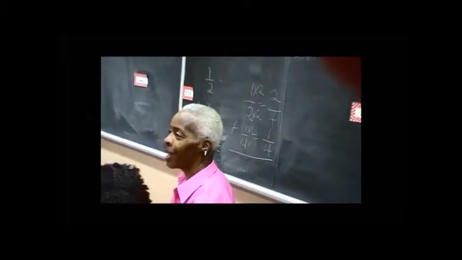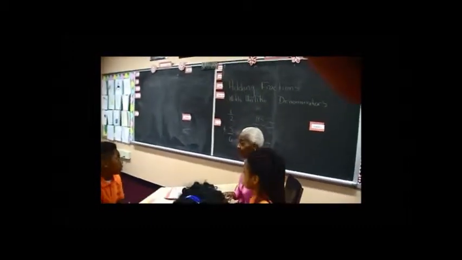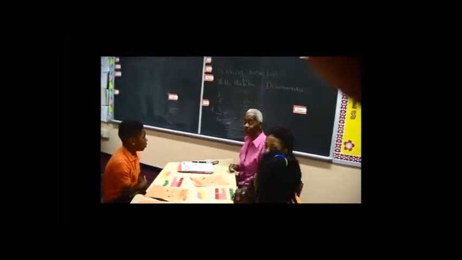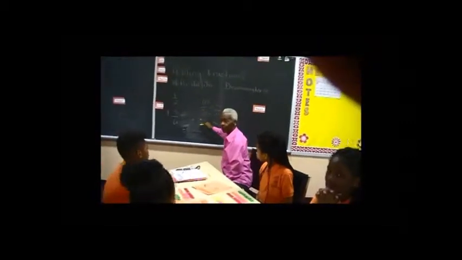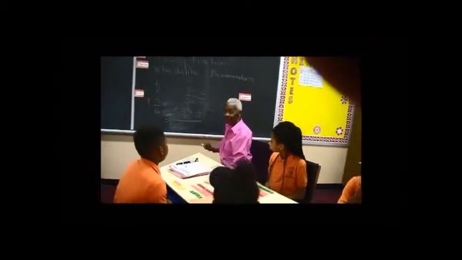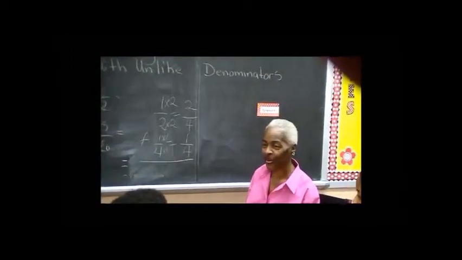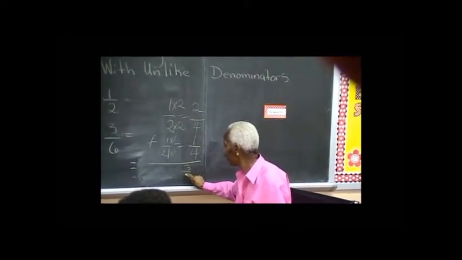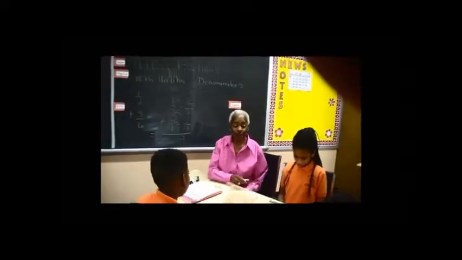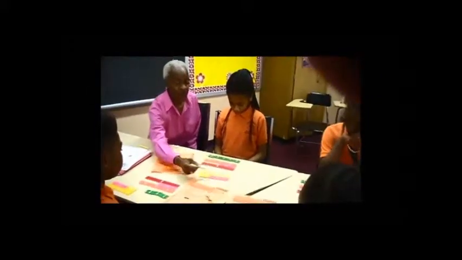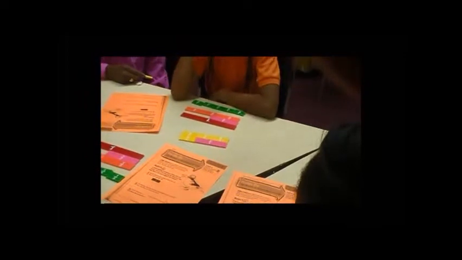Now can we add? Yes. Why? Because we now have a common denominator, which is what? 4. See, first they were unlike denominators, correct? Now they're like denominators. Okay, so 2/4 plus 1/4 equals what? 3/4. Do we have 3/4? Yes. Okay, so this 1/2 plus this 1/4 equals what? 3/4. You agree?